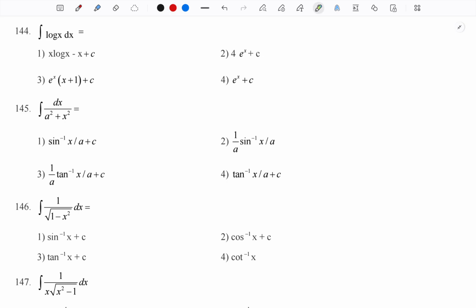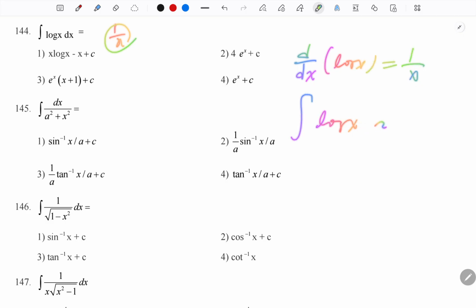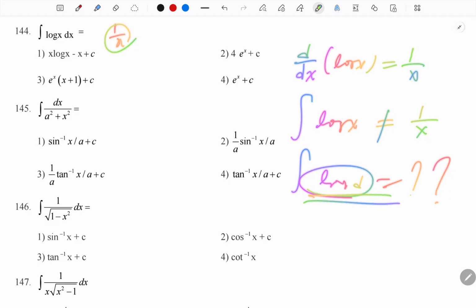Next, integral log x, a very basic formula, and many students, see what answer they will give. Integral log x, right? 1 by x they will give. See here, the derivative of log x is 1 by x, but the integral of log x is not 1 by x, right? It's a very basic important standard form: x log x minus x plus c. But how? That is the question.